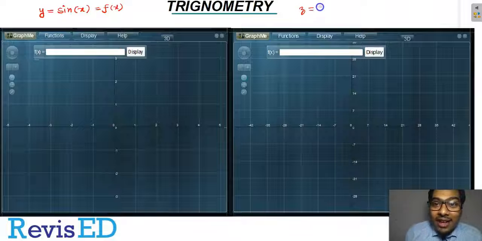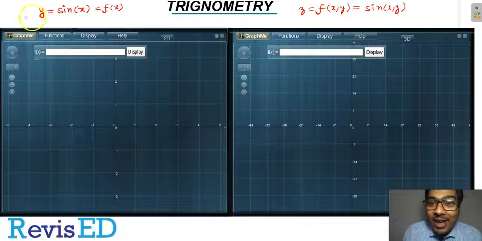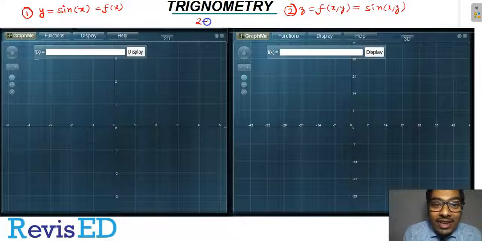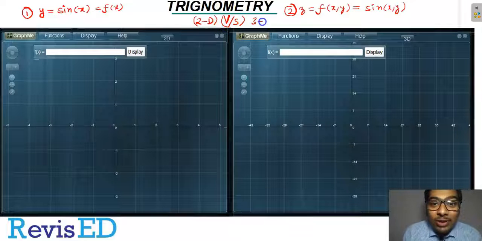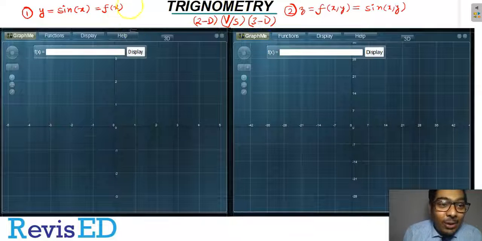In a similar way, let us take a 3D function. In order to draw the 3D graph of sine x, it must be a function of both x and y, and this can be written as sine of x comma y. So this is our z. Now we are just going to compare the 2D graph versus the 3D graph, and see how they actually look. Let's find out.